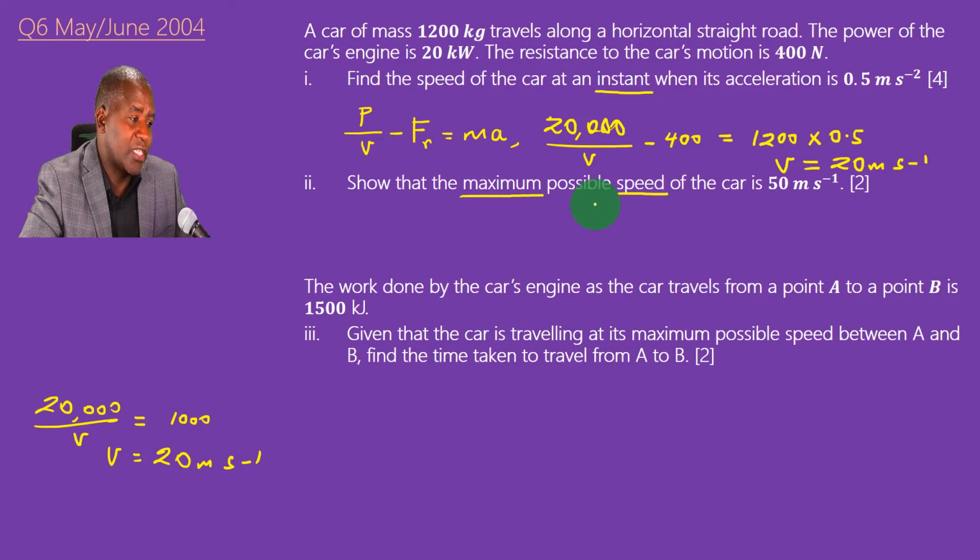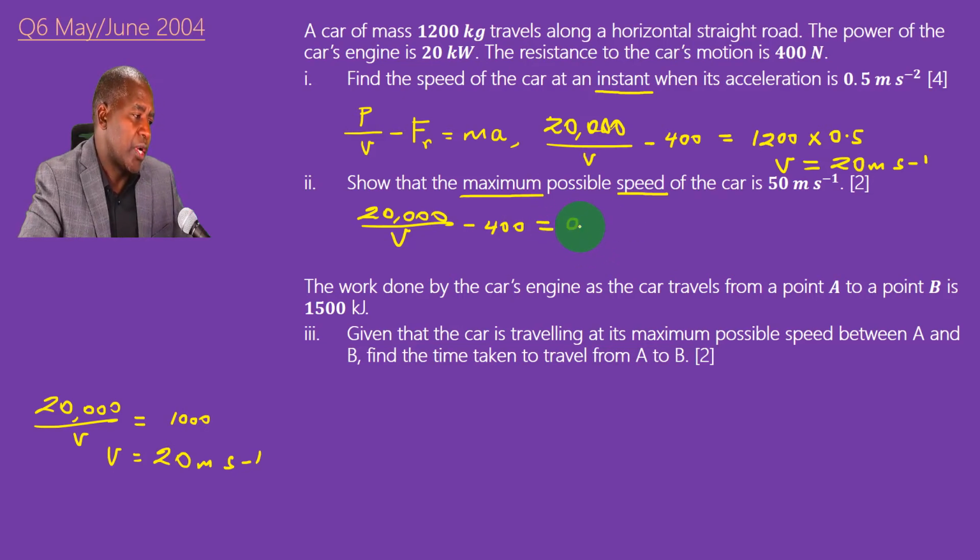Acceleration is zero, because once the speed reaches that maximum value, it will move in a straight line with the same speed throughout. So again, I'm going to use the same expression here. The power is 20,000 divided by that maximum speed, minus 400, is equal to MA. A is 0, so the right-hand side will be 0.